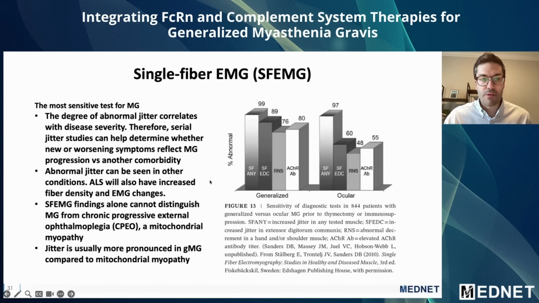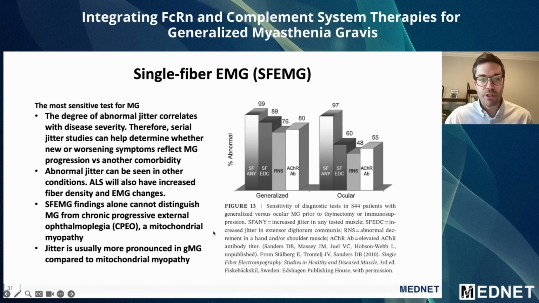Now, just like with rep-stim, abnormal results can be seen in other conditions. In particular, ALS can have abnormal single fiber EMG results with increased jitter. It can also show increased fiber density, which is a marker of reinnervation. Myasthenia gravis would not have increased fiber density. And then, of course, the EMG changes with active and chronic reinnervation that you see in ALS, you certainly are not going to see in myasthenia gravis. So again, in isolation, abnormal results can be seen in other conditions, but you have to take it all together.